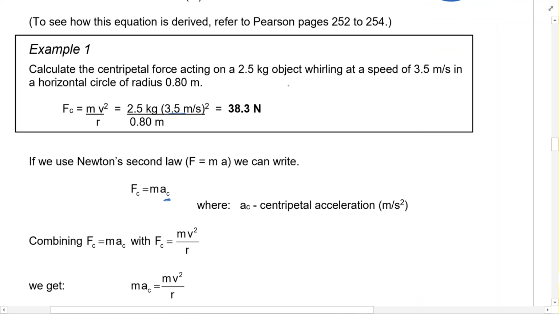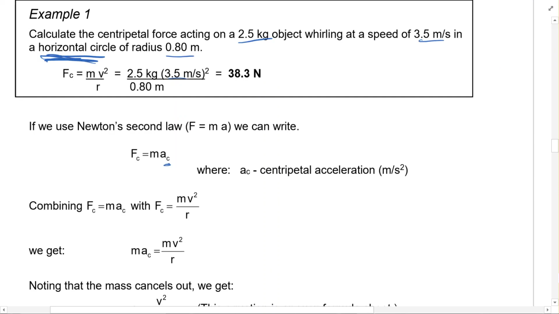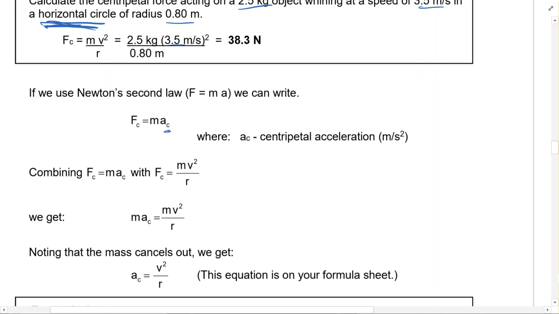Okay, so using our formula, if you want to just look down at this one, you can just plug the numbers in, right? So it's asking to calculate the centripetal force acting on a 2.5 kilogram object whirling at a speed of 3.5 meters per second in a horizontal circle of radius 0.8 meters. One little thing here, which is horizontal circle. We're going to be talking about vertical circles, circles in the vertical plane, in the next lesson. So that's why it's saying horizontal right now. The horizontal ones are going to be easier. Okay, so just plugging it in and you end up with 38.3 newtons.